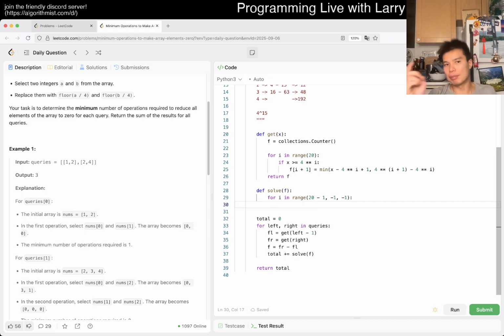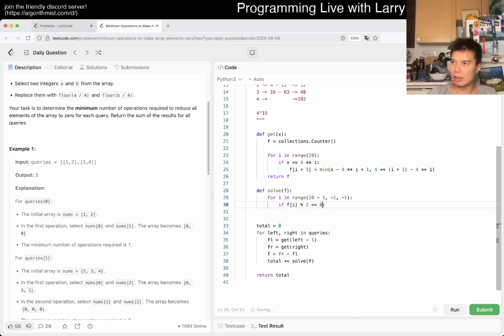Because the key part about this is that everything is contiguous, so what I'm thinking of, my current greedy is a sweep line from the big number sweeping to the little number, right? So that would have, if f of I mod 2 is equal to 0, then we're good, right? But let's say we have 1, then what happens? Then we have to.